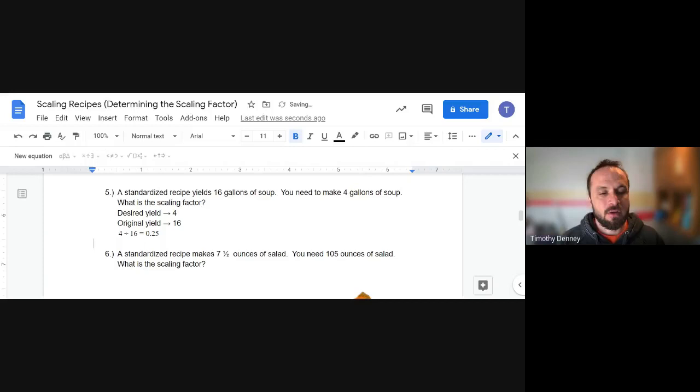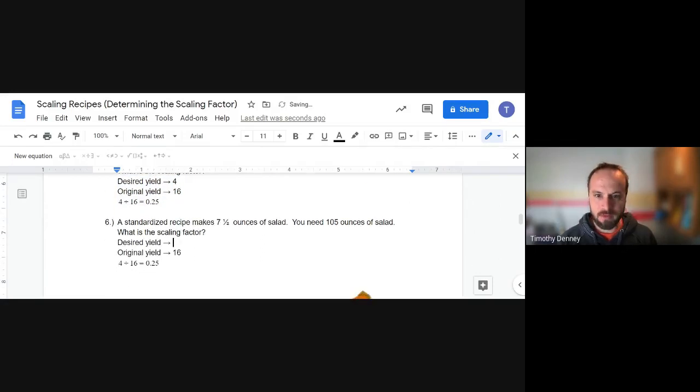All right, let's do this one here. The standardized recipe makes 7.5 ounces of salad. You need 105 ounces of salad. What is the scaling factor? Again, I would recommend you pause it, do it yourself, and then check your answers. So desired yield, in this case, is 105 ounces.